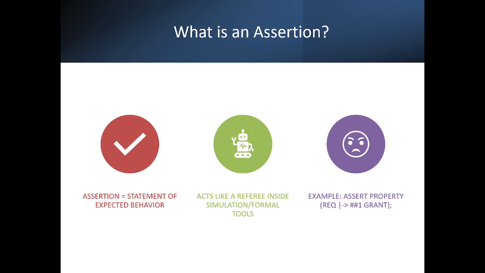For example, if I press an elevator button, I expect the elevator to eventually arrive. Similarly, if the request signal goes high, we expect a grant signal to follow. In this entire lecture, we are going to use request and grant as the signals in the examples of the properties.